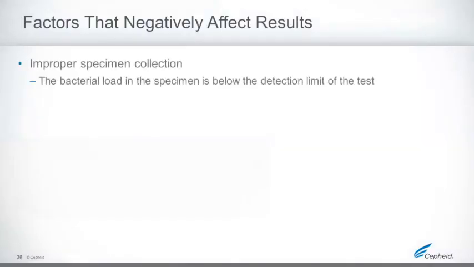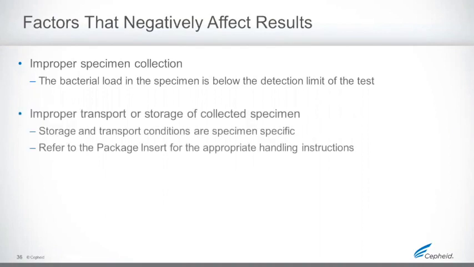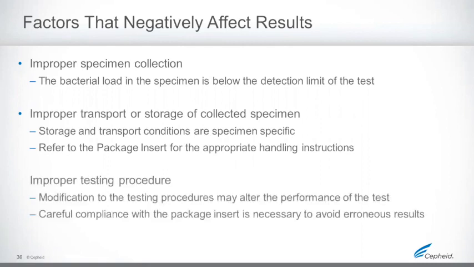Troubleshooting. Some factors that may negatively affect the results include improper specimen collection, which can include the bacterial load in the specimen being below the detectable limit of the test, improper transport or storage of collected specimens. The storage and transport conditions are specimen specific. Please refer to the package insert for the appropriate handling instructions. And improper testing procedure. Modifications to the testing procedures may alter the performance of the test. Careful compliance with the package insert is necessary to avoid erroneous results.